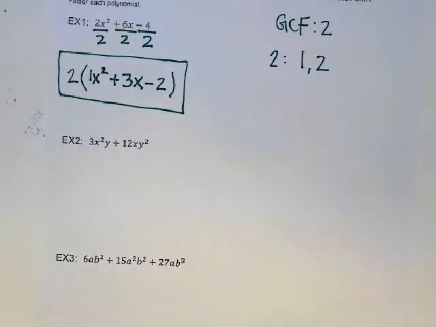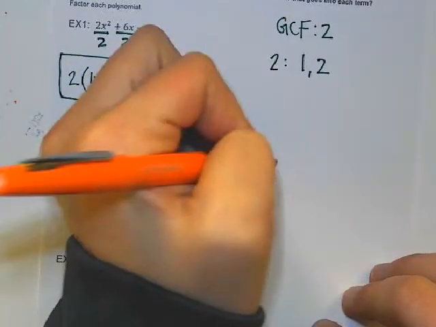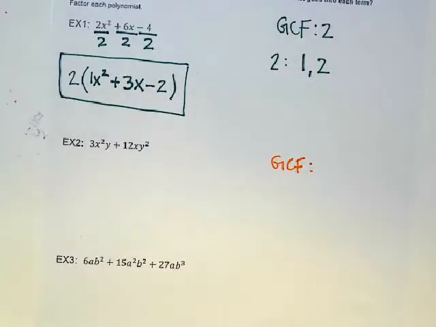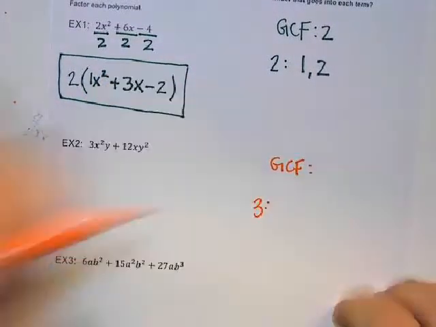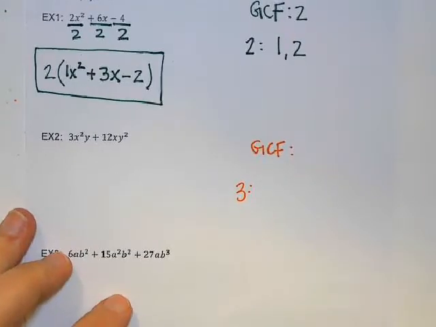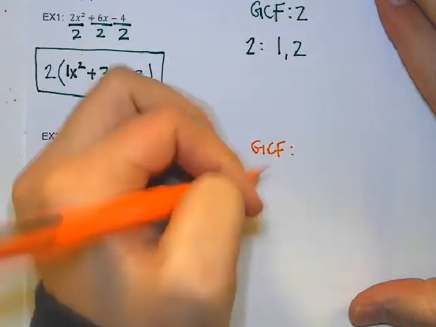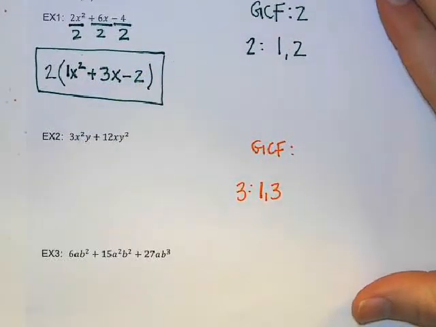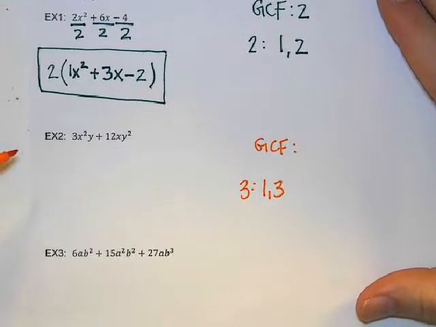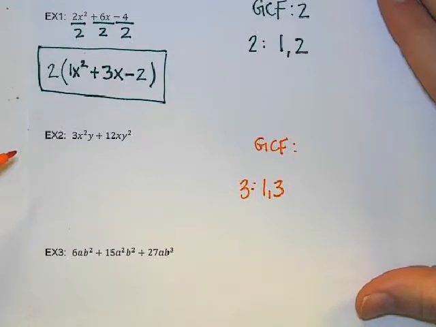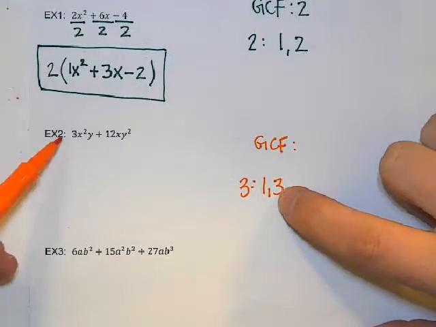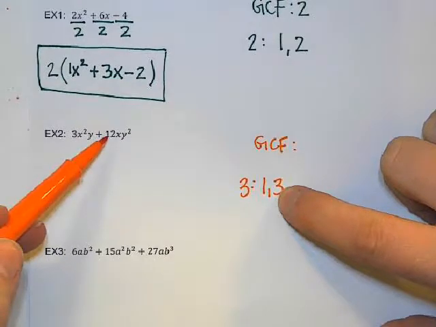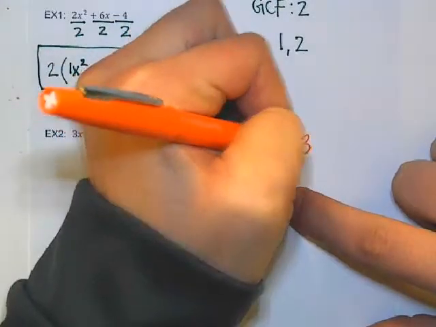Okay, example 2. All right, like I said, exact same steps. Step 1, find the GCF. Okay, what's smaller, 3 or 12? 3. And I want to write out the factors of 3, which are all the numbers that multiply to get 3: 1 and 3. And I want the greatest common factor, the greatest one. So I'm going to start with the biggest one here, which is 3. Can 3 go into 3? Can 3 go into 12? Yes, so my GCF is 3.